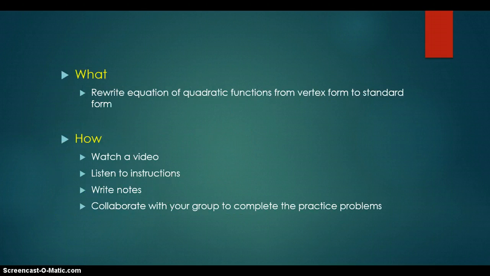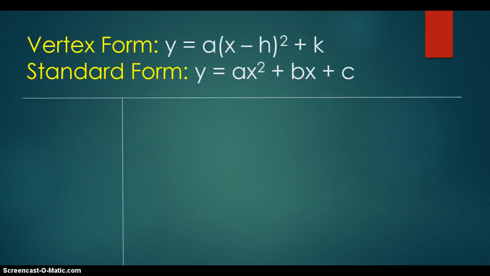And we're going to stick with our process. We're going to rewrite the equations from vertex form to standard form by watching this video, listening to instructions, writing the notes, and then we're going to collaborate with your group to complete the practice problems. All right. Just to go over, vertex form looks like this: y equals a parentheses x minus h squared plus k. And standard form is a trinomial with ax squared plus bx plus c. And if you'll notice, what we're doing is going from vertex to standard and not from standard to vertex.